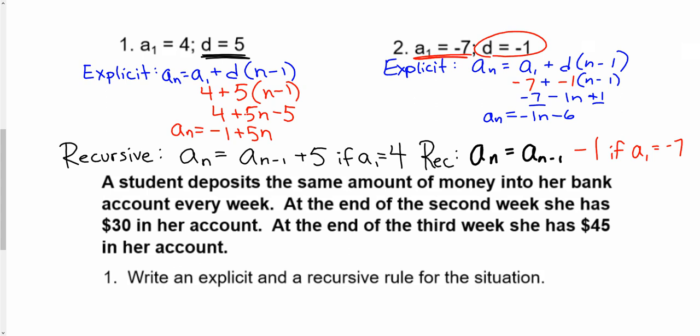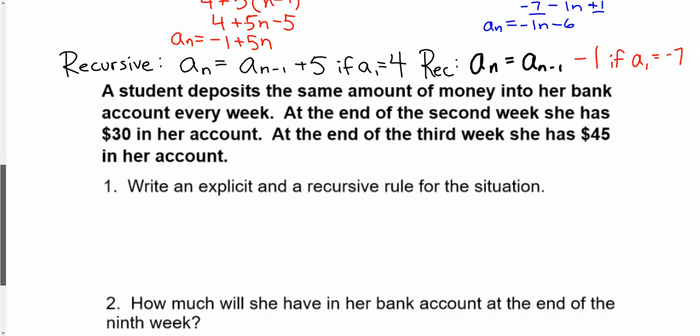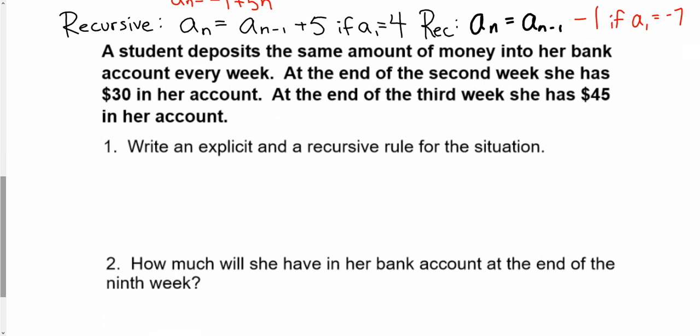Okay, here we go. Word problem. It says the student deposits the same amount of money into her account every week. At the end of the second week, she has $30 in her account. At the end of her third week, she has $45 in her account. So how much is she putting in? Putting in 15 every time. It says write the explicit and the recursive rule for this situation.